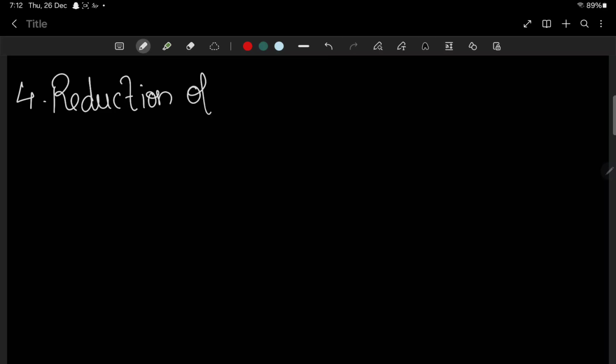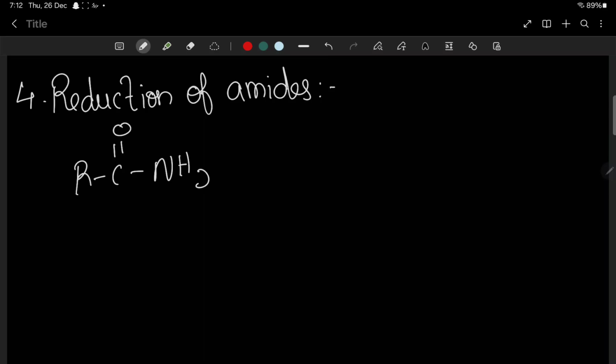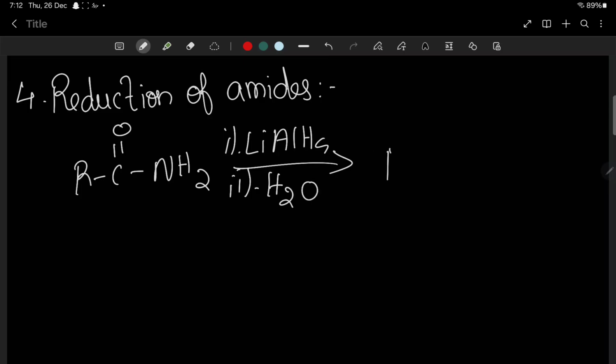Reduction of amides. Take amides, that is RC double bond O NH2, and you are only allowed to use lithium aluminium hydride first, then hydrolyze it, that is H2O. What we get is RCH2.